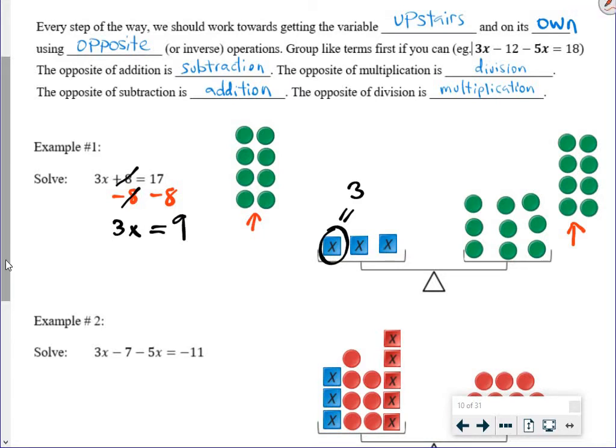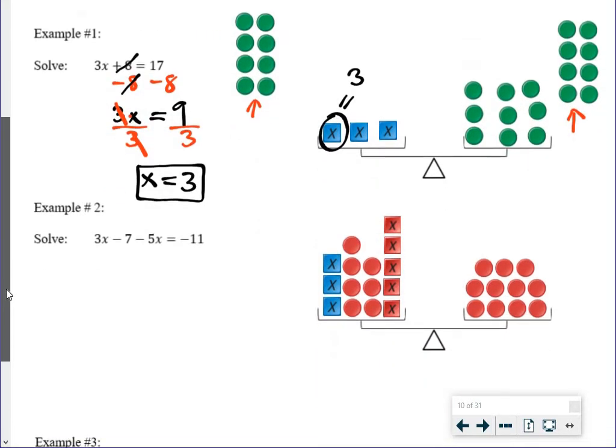And last, the opposite of multiplying by 3 is dividing by 3. We want to get x on its own. 3 divided by itself on the left is 1. And 9 divided by 3 is 3. So we get x equals 3, consistent with what we got with the model.